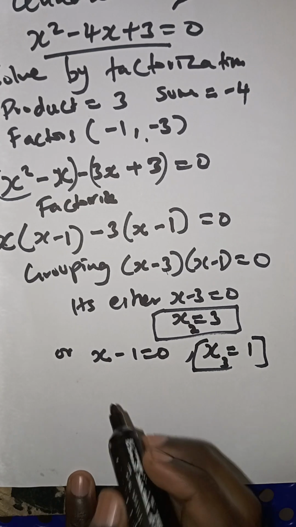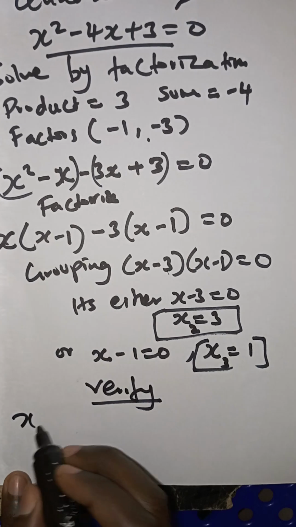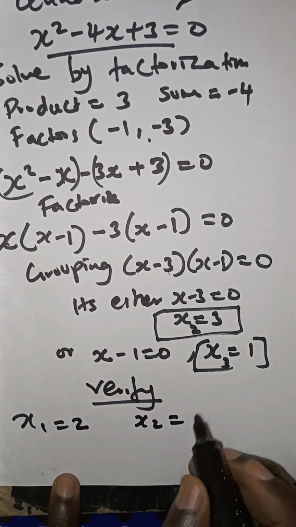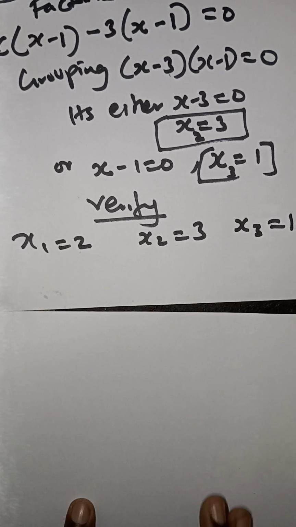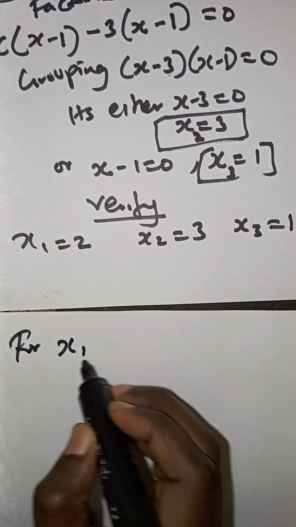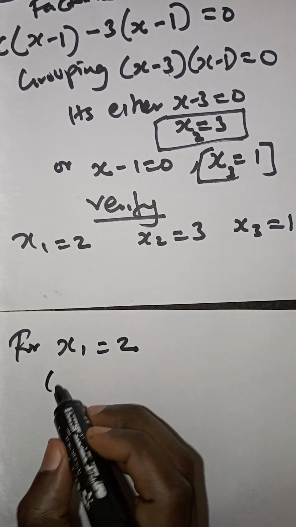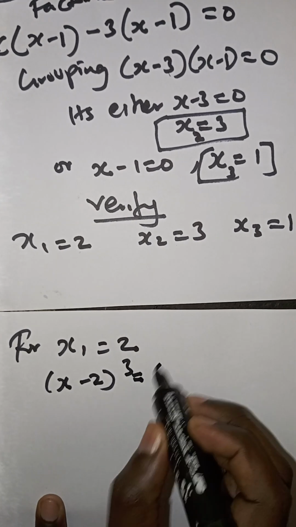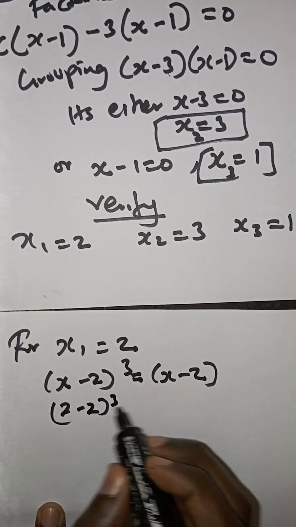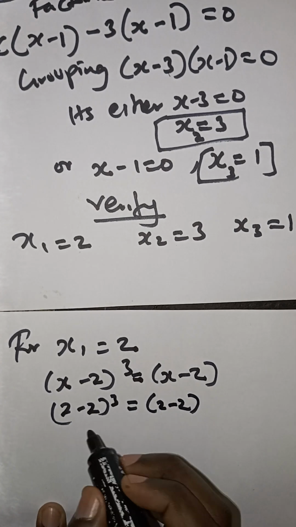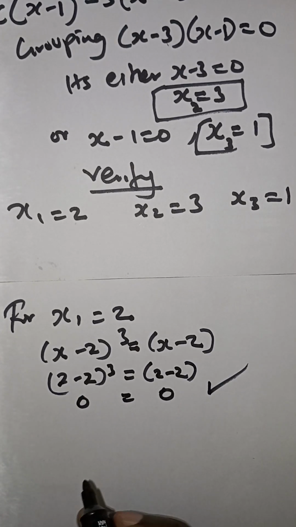So we can go ahead and verify our answer. Our x1 was 2, x2 is equal to 3, and x3 is equal to 1. So we can start for x1 = 2. Substituting in our equation (x − 2)³ = x − 2, I'm going to have (2 − 2)³ = 2 − 2. Of course, this gives me 0 = 0. So hence it satisfies that equation.